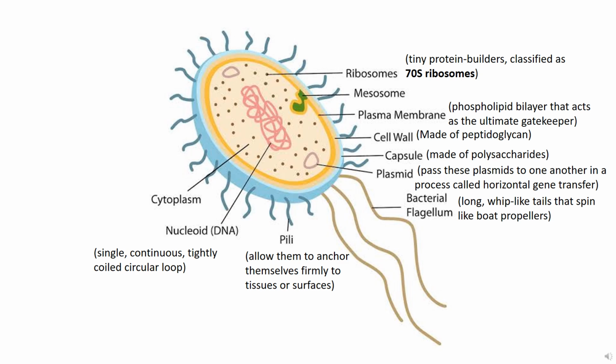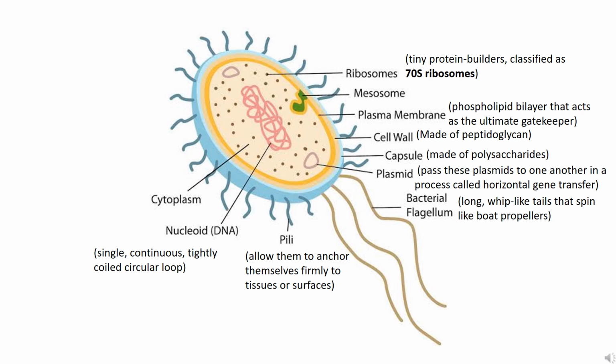Finally, peppered throughout the entire cytoplasm are millions of tiny protein builders called ribosomes. In prokaryotes, these are classified as 70S ribosomes, which are slightly smaller and structurally distinct from the ones found in your own cells. This structural difference is critical, as we will see later when we discuss antibiotics.